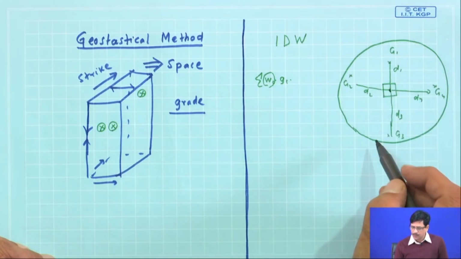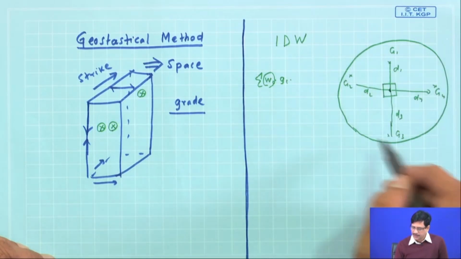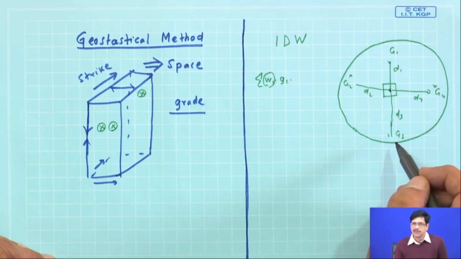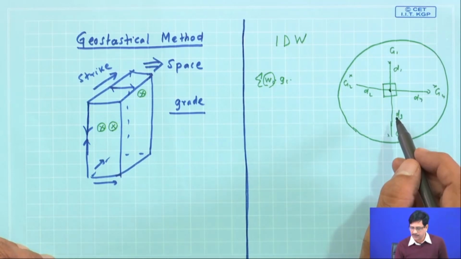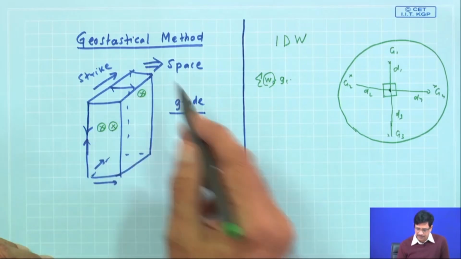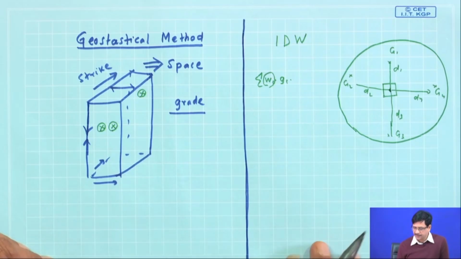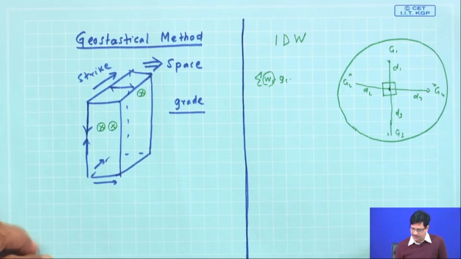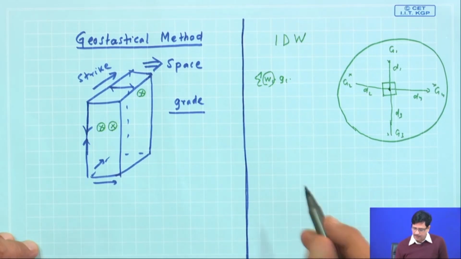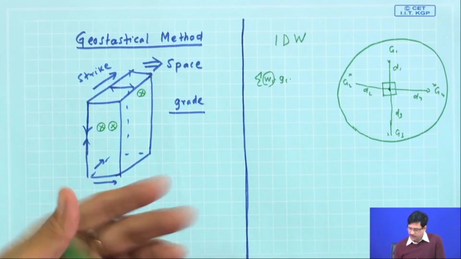And in that we also raise the question: what is the spatial limit that we can use this IDW? Now, if we try to understand this geostatistical method, that possibly would give an answer to this question that we raised before.